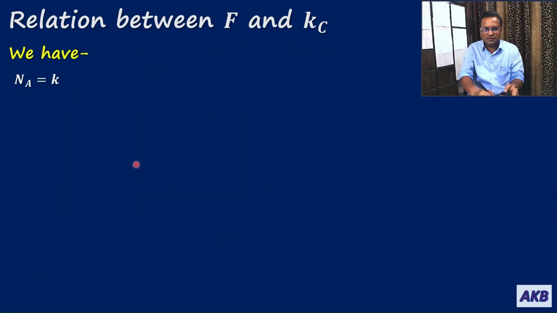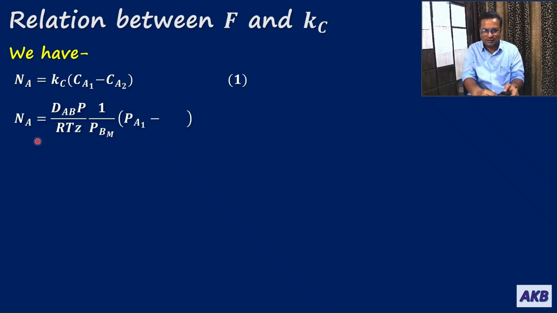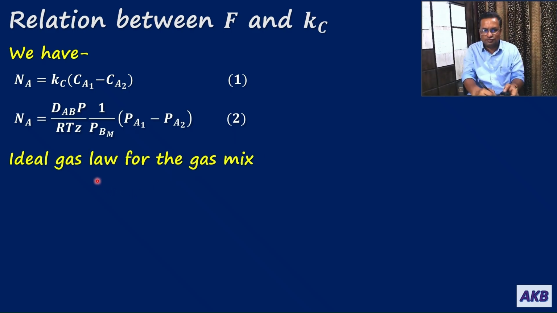So we have the defining equation for Kc, Na is equal to Kc into CA1 minus CA2. That was equation 1. And then the equation applicable for molecular diffusion, Na is equal to DAB P upon RTZ into 1 upon PBM into PA1 minus PA2. This is equation 2. Now, if you apply ideal gas law for the entire gas mixture, it will be written in this form.